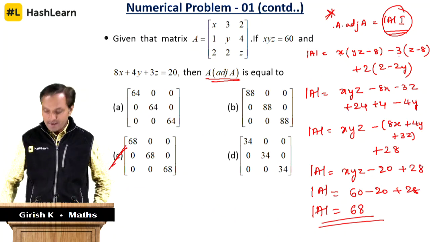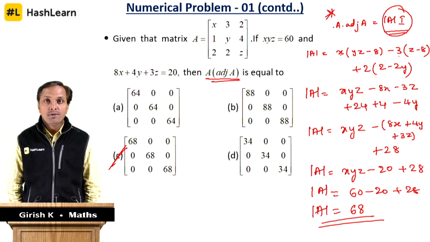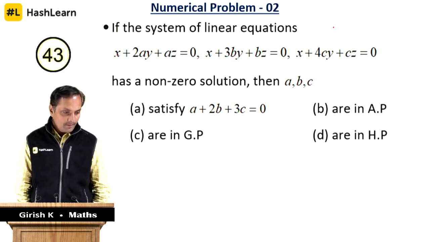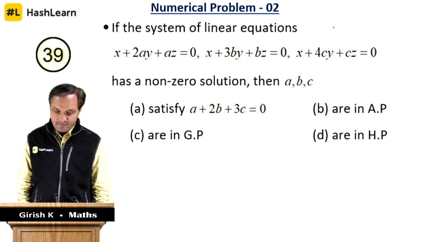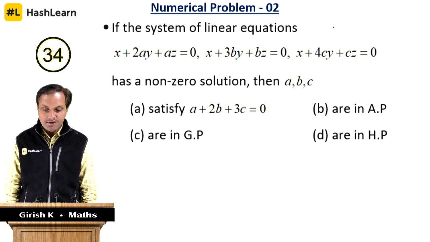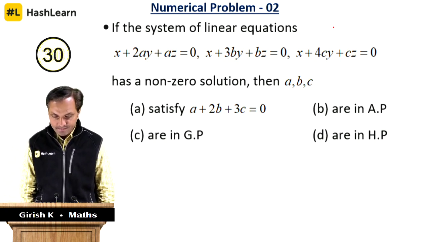Let's go to the next example. Numerical number 2, you have 45 seconds. Here is the problem. There is a system of linear equations and they are asking you to find the relation between A, B and C.